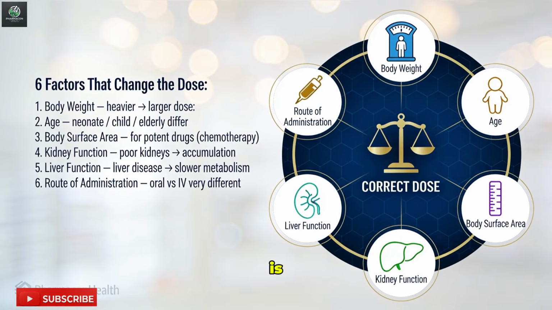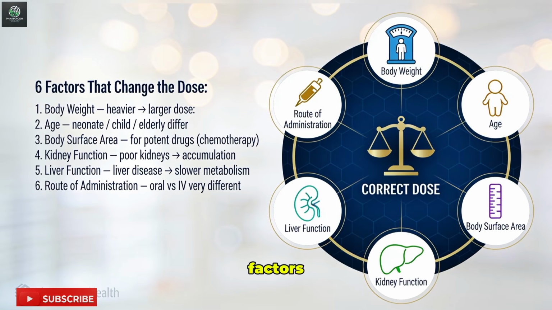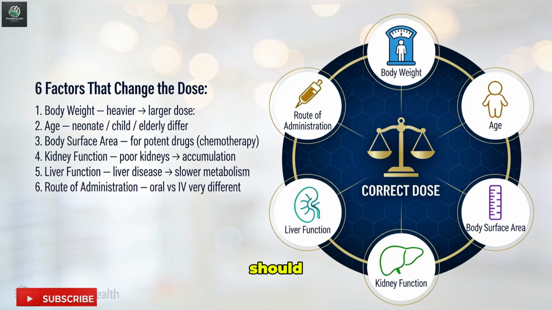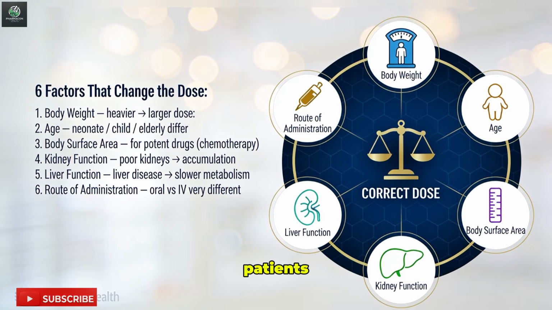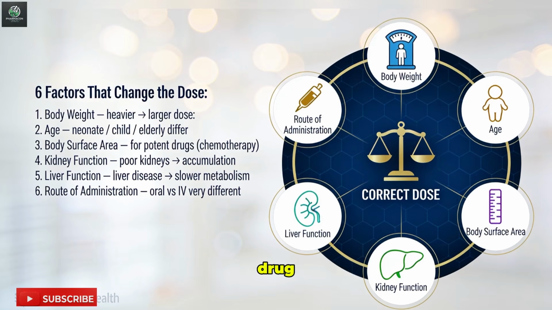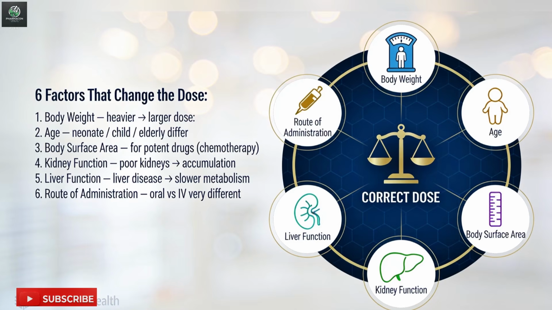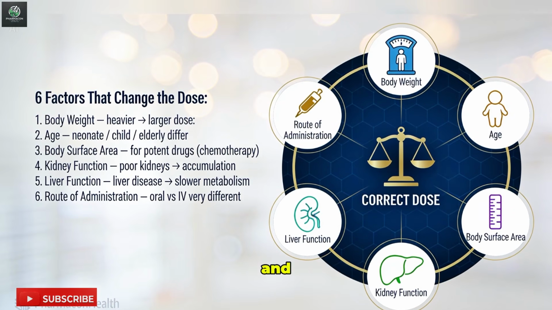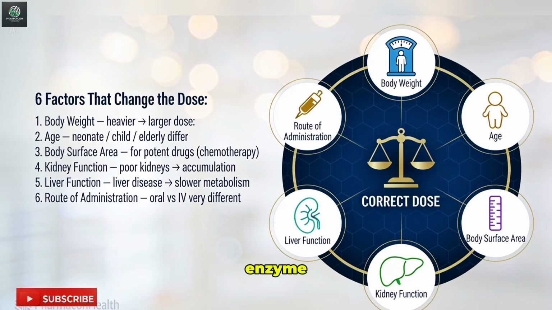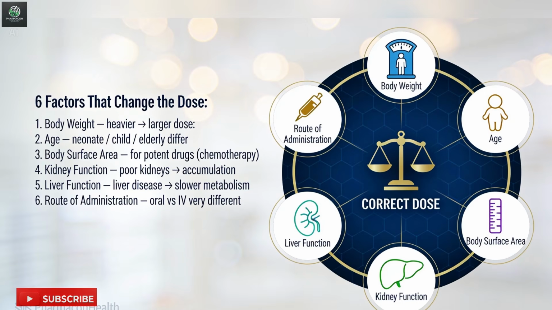The correct dose is not the same for everyone. 6 patient-specific factors change how much drug should be given. First, body weight. Heavier patients generally need more drug because the drug distributes into a larger volume. Second, age. Newborns, children, and elderly patients have different enzyme activity and body composition compared to adults.